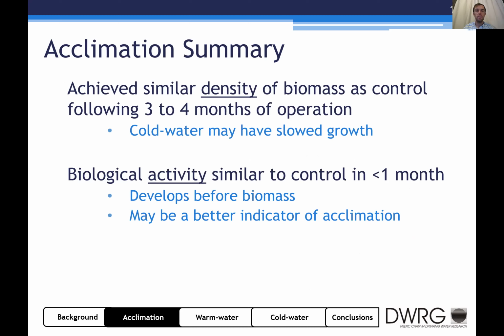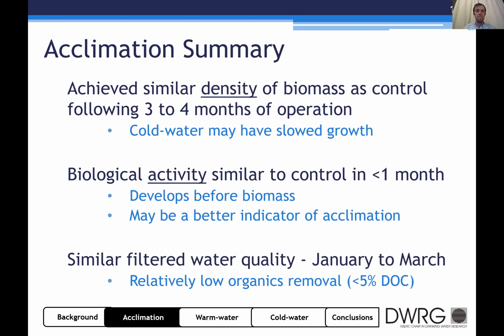So to summarize that briefly, similar density or biological acclimation by ATP was observed in about 3 to 4 months, and it's predicted that cold water may have slowed the growth and development of these bacteria. However, biological activity was similar to the control in less than a month, and this may be a better monitoring parameter because it really tells you what the potential performance of the filter is, instead of just telling you how many bacteria are present. And we did see similar filtered water quality from January to March. So when we looked at DOC, THM, HAA formation potential, we did see similar results between those filters and relatively low organics removal, so less than 5% by DOC.